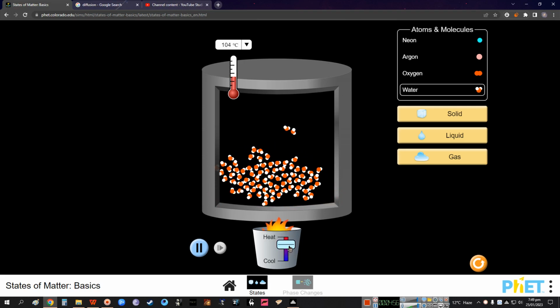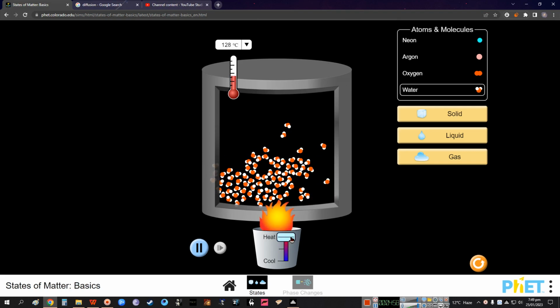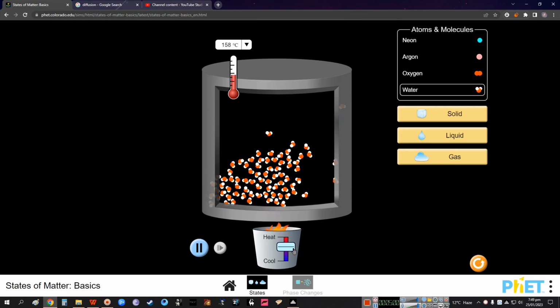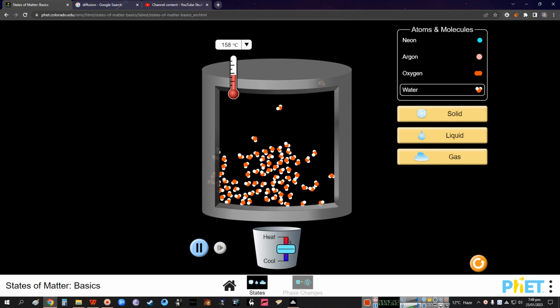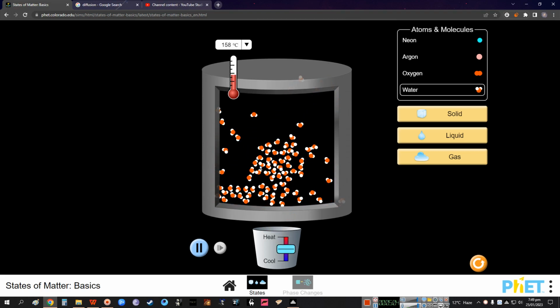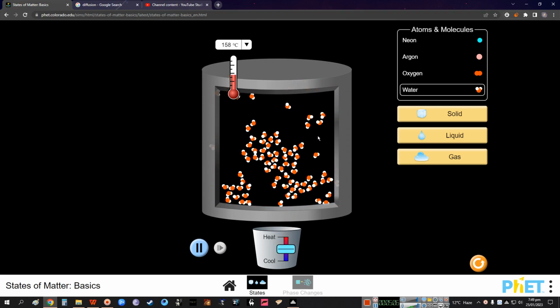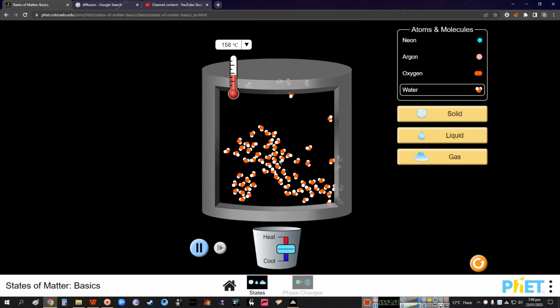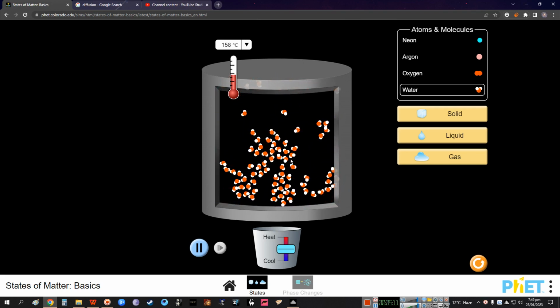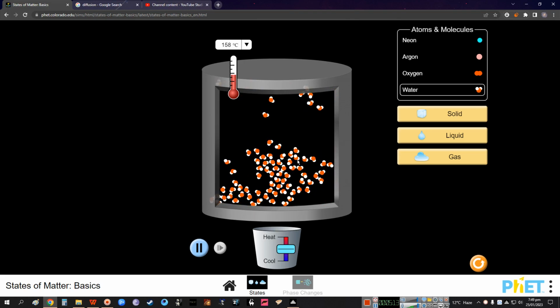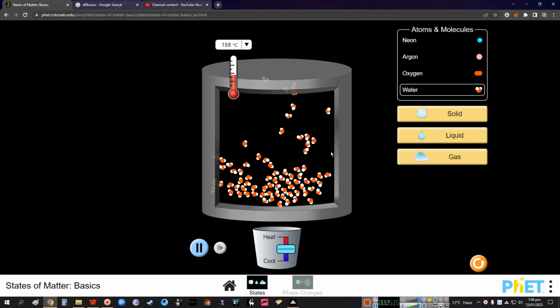Now let me just raise the temperature a little bit more. As you can see, at 150 degrees Celsius, water is now pretty much a gas, right? As you can see, these particles are no more interactive with one another. They're just colliding with one another and just moving about freely, just like gas molecules, right?